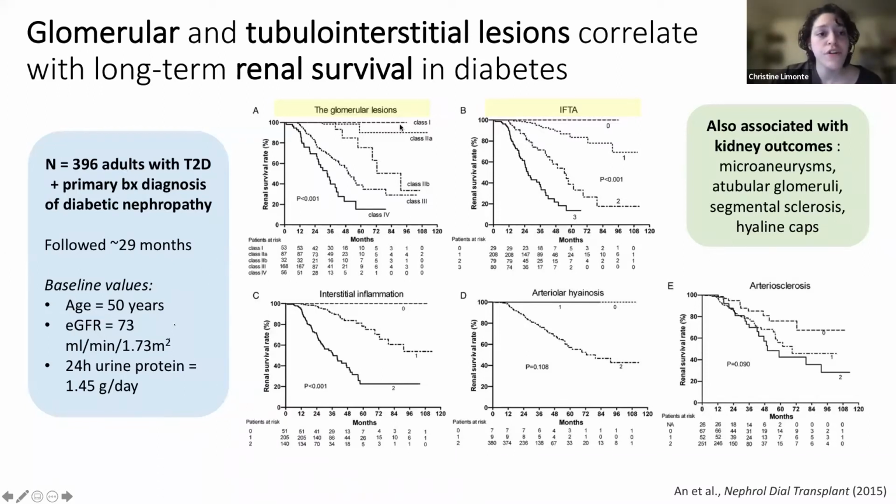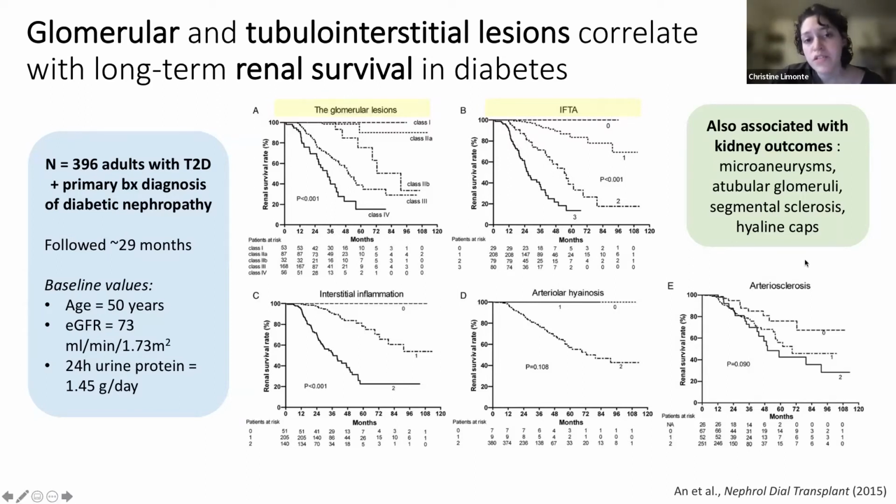Overall, more severe glomerular lesions, and this is corresponding to the classification system I showed you earlier, IFTA, interstitial inflammation, arteriolar hyalinosis, and arteriosclerosis had worse renal survival. That's eGFR less than 15 or dialysis initiation. But only increasing severity of glomerular lesions and IFTA were associated with renal survival when accounting for some baseline factors like proteinuria, eGFR, and blood pressure.